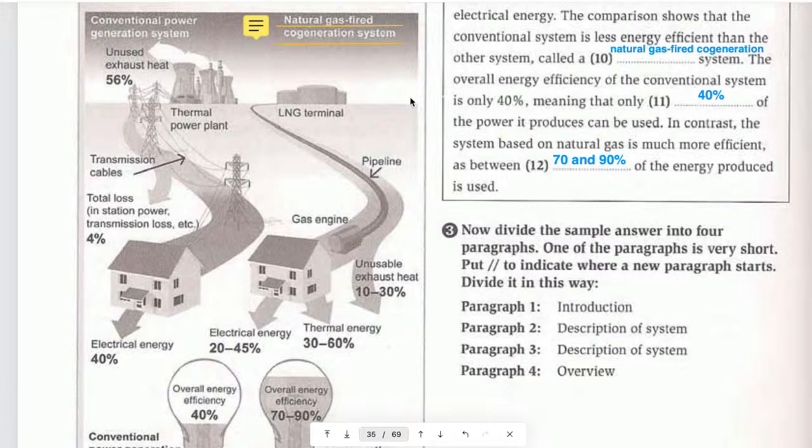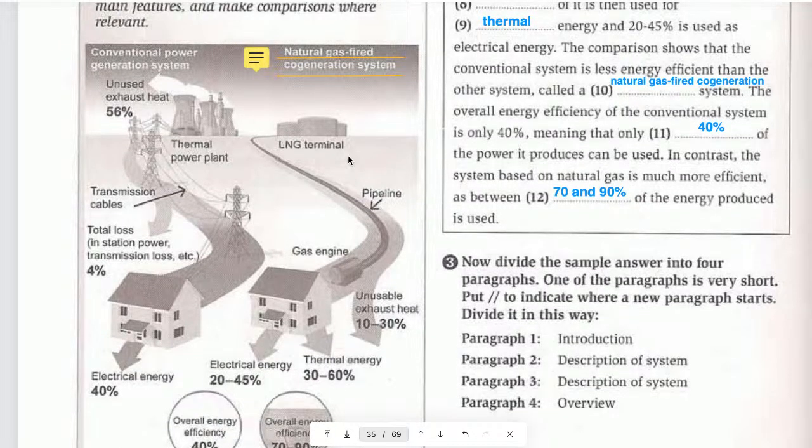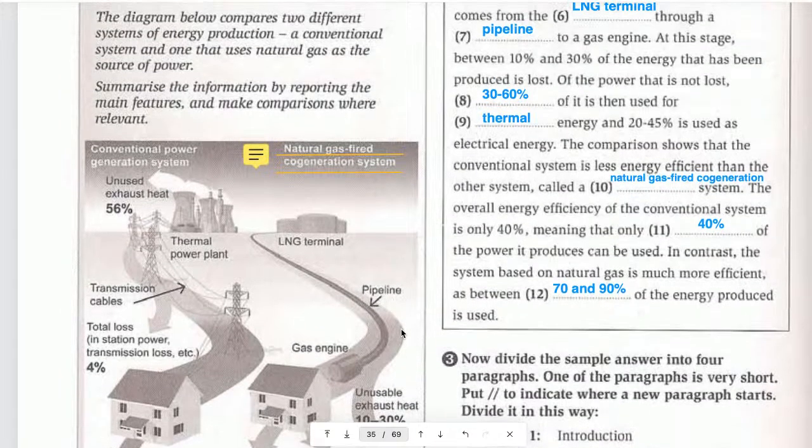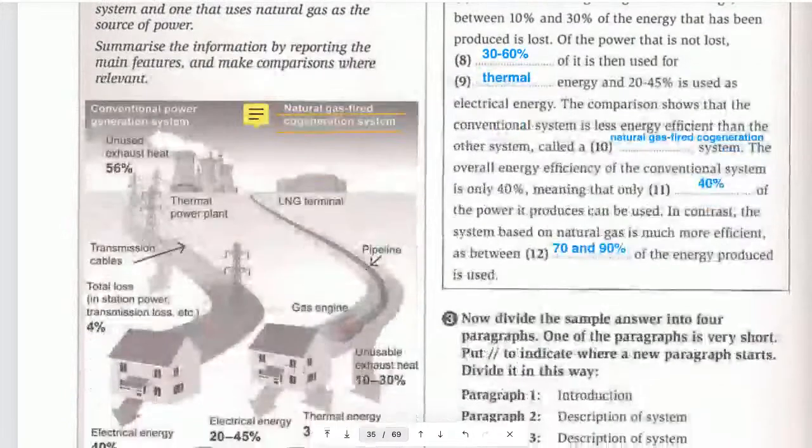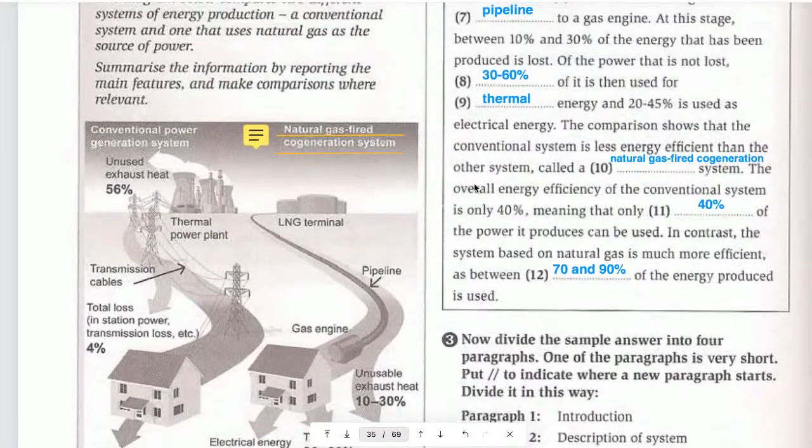Here you see the power is transferred from the LNG terminal to the gas engine through a pipeline, and here they mention unusable exhaust heat 10 to 30%. So that means that 10 to 30% of the energy is lost. That's why they say at this stage between 10% and 30% of the energy that has been produced is lost.